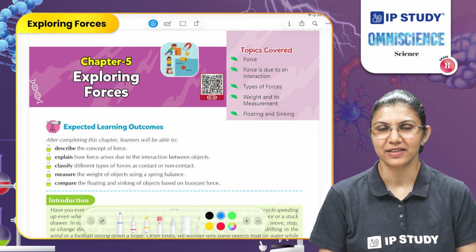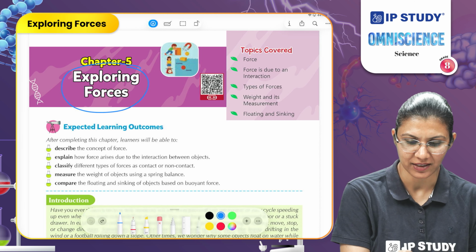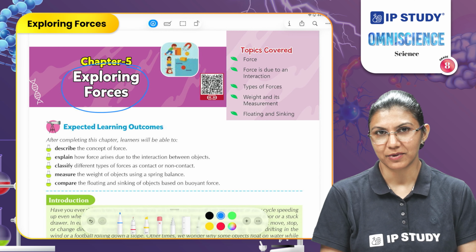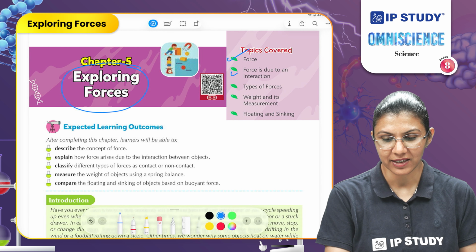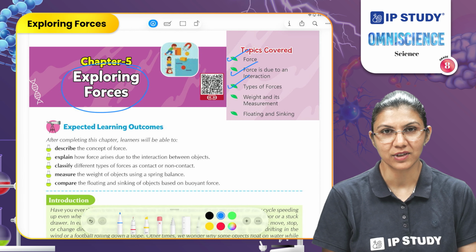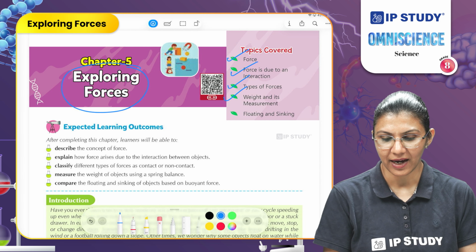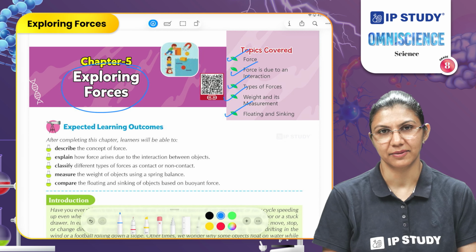Today we will discuss grade 8 science chapter exploring forces. In this chapter we will discuss about force. Force is due to an interaction, types of forces, weight and its measurement, floating and sinking.